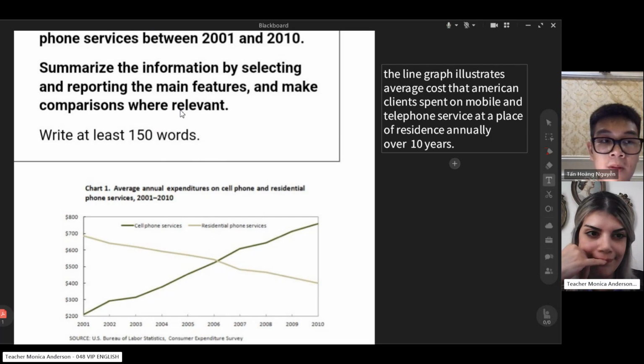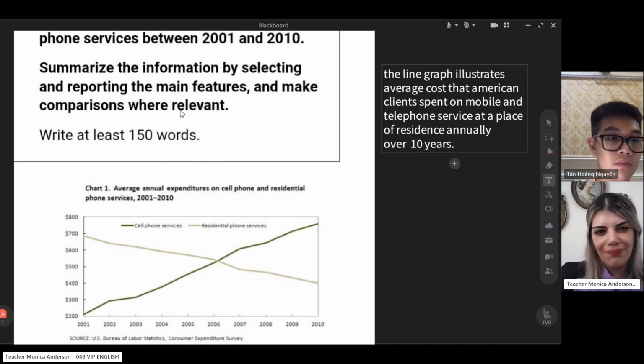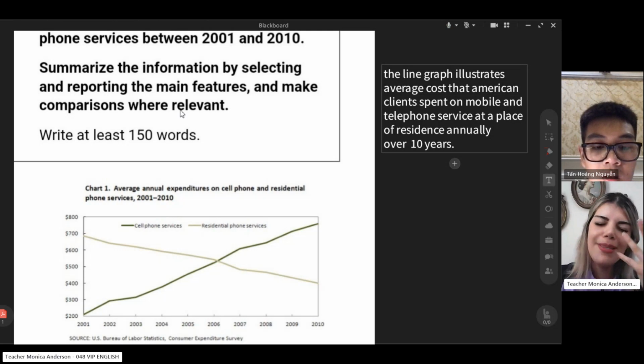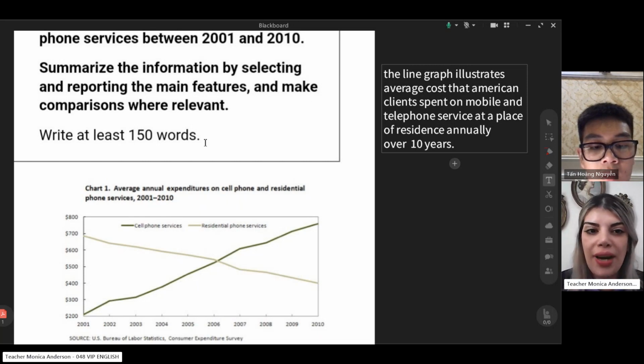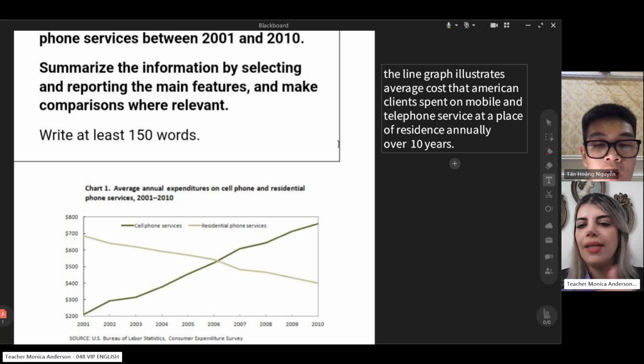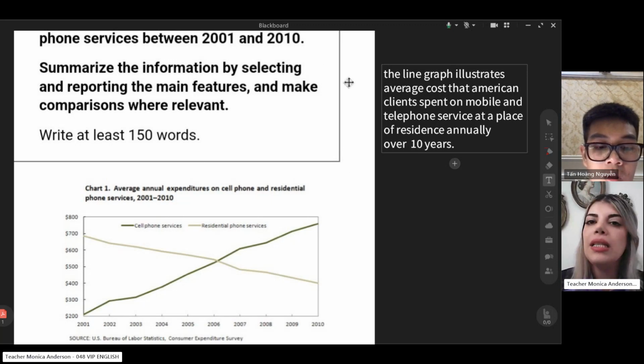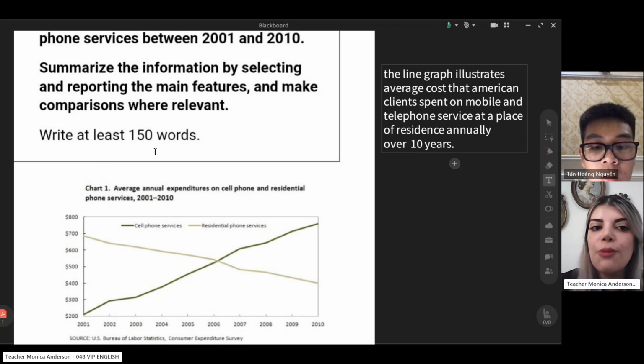No, no, no. It's not always singular, first of all. Let me say something about the word depict. It's not good. It's not really common. We don't use it, so try to use something else. Now let's check mine. The line graph illustrates, what is this? Average expenditures, average cost.